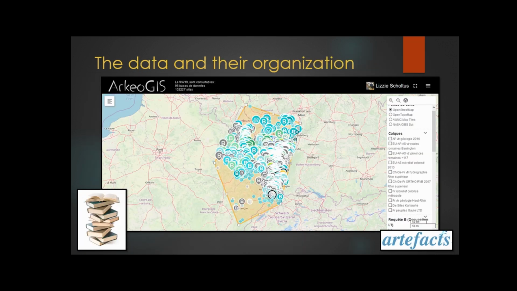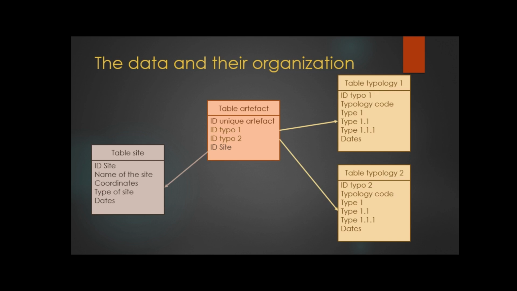So the data come mostly from online databases such as the web GIS Archaeology or the small finds inventory website. They also come from artifact studies and site inventories and from academic literature. They are stored in a relational database, which is composed of a table containing the artifacts, the provenance, and the bibliographic information, linked by a unique ID to the tables containing the typology and the site information.